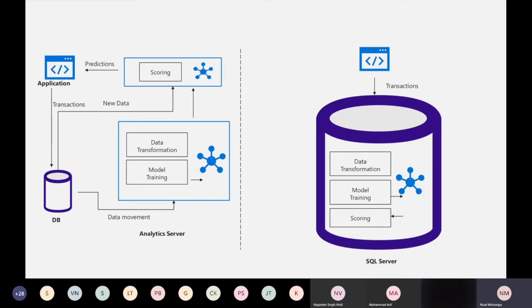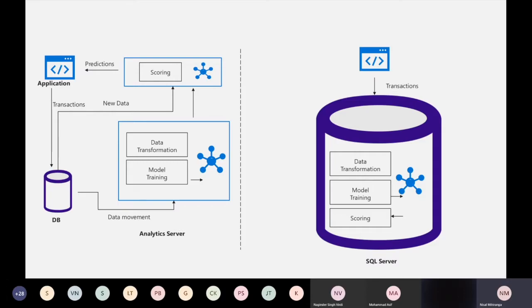Because in the traditional method, if you look at this architecture, all the data needs to be moved here and there, and then there are certain security measures we need to implement and take care of. But with machine learning services in SQL Server, all the data resides in the SQL Server database.